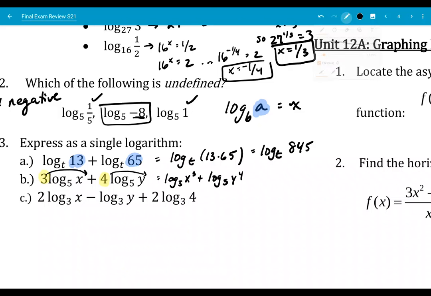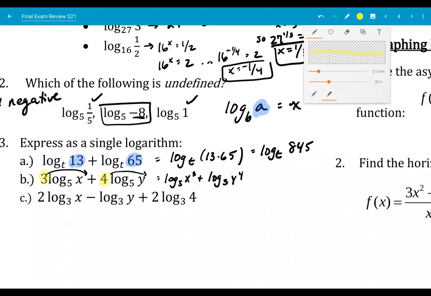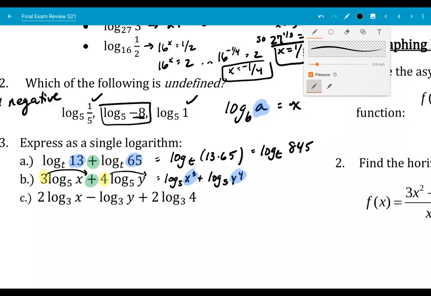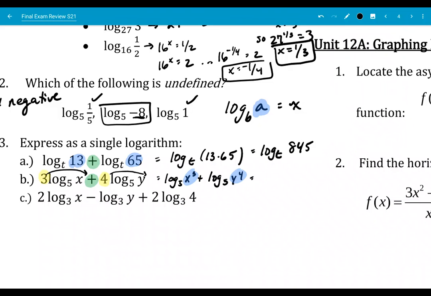And like I said, since they're adding, just like they were adding last time, adding means I have to combine these terms. So the two terms on each of the logs, I'm going to be combining these two, just rewriting them as multiplication. So this becomes log base 5 of x to the 3, y to the 4.